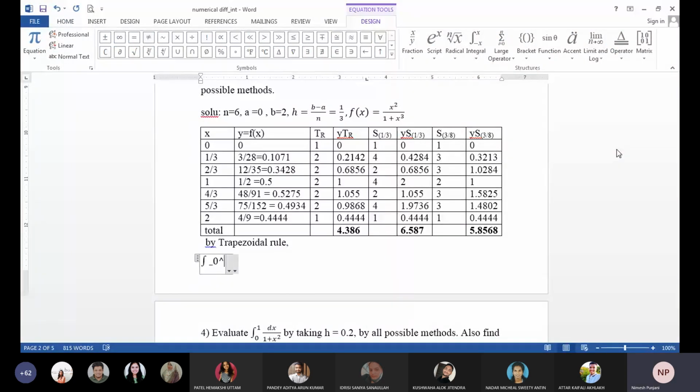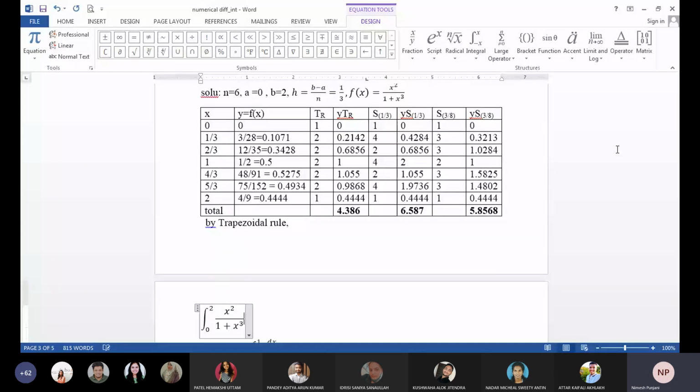Sorry, this is integration 0 to 2 x square divided by 1 plus x cube dx. This is given by h by 2 summation of y. h कितना था? h था 1 by 3. So h by 2 will become 1 by 6 into 4.386. This will give me how much? 4.386 divided by 6, 0.731.